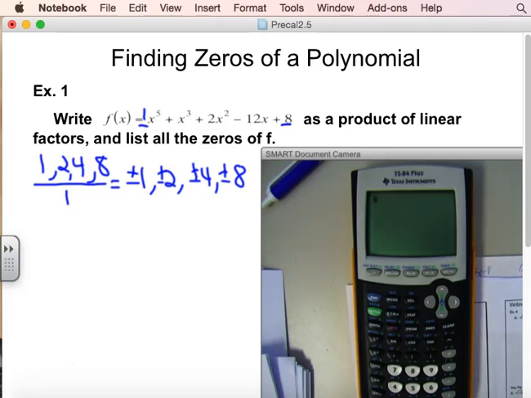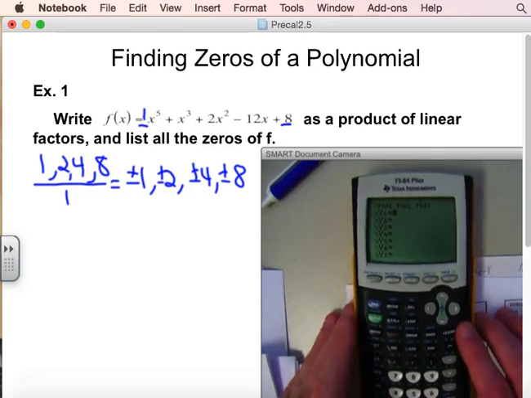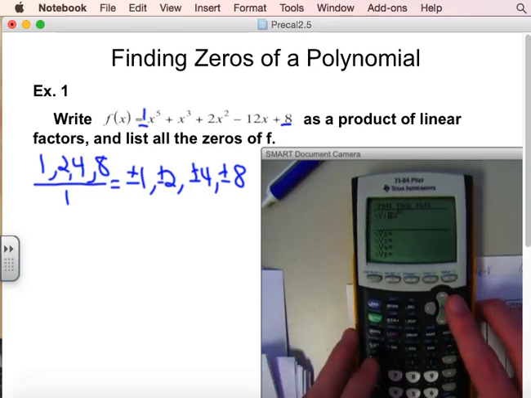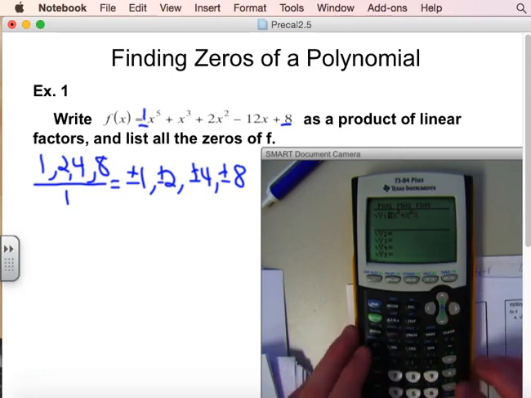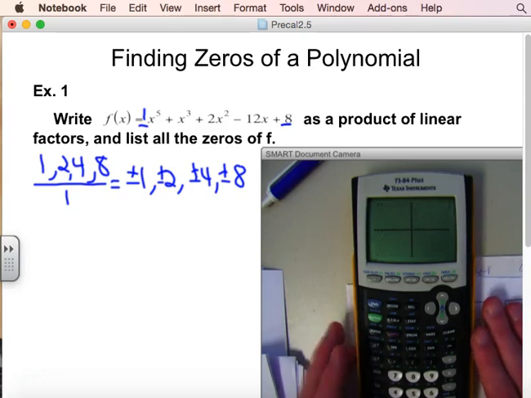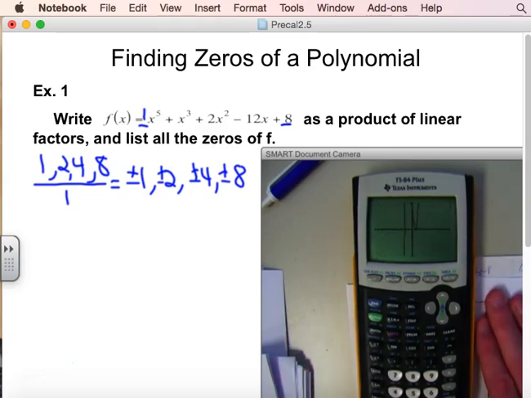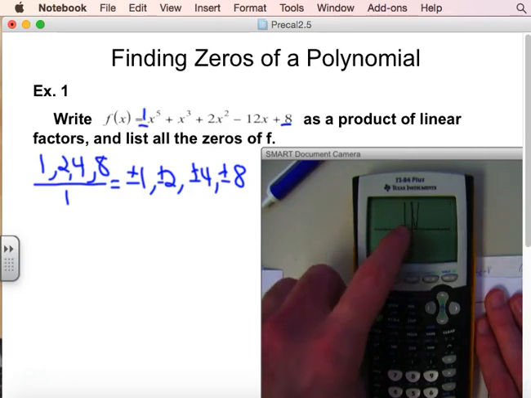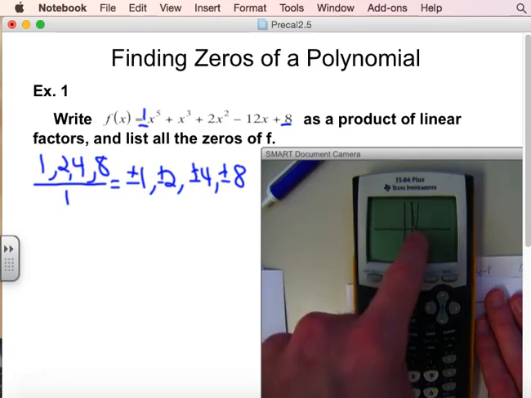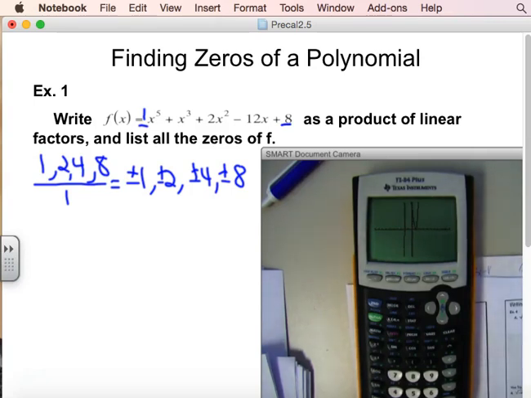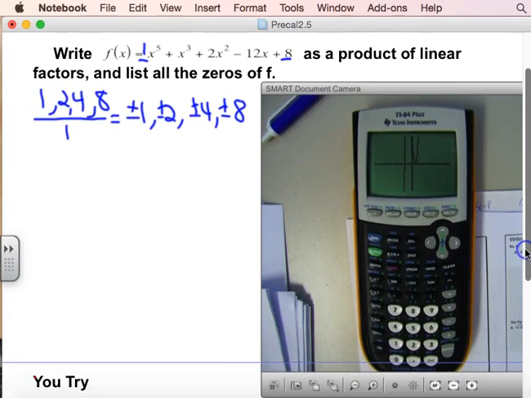Now to figure out which one of these actually is a zero, let's graph the function: x to the 5th plus x to the 3rd plus 2x squared minus 12x plus 8. Let's see, where does it look like it's crossing at any of these values? It looks like it's hitting -2, going through there, and it looks like it might be bouncing off of 1. Okay, so let's figure out if those are actual zeros by doing synthetic division. So let's try -2.